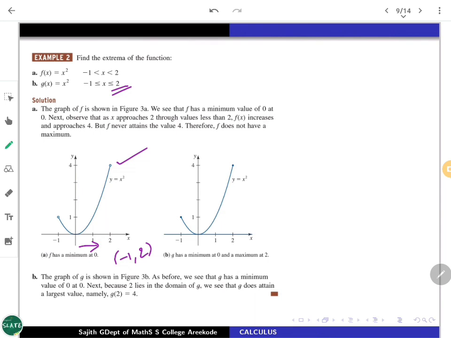For the second function g, the domain is -1 to 2. Remember that. Now both are included. Again, 0 is a minimum for this function, but 2 is now attained, and you can say that in this case, g has a largest value, it attains it, so it has a maximum at 2 also. This is how we have to master working with examples to understand the extrema.